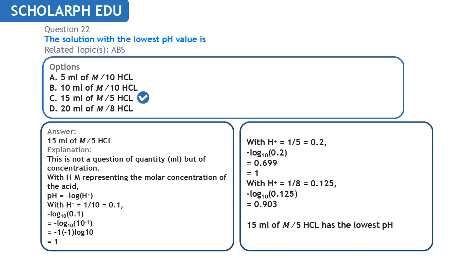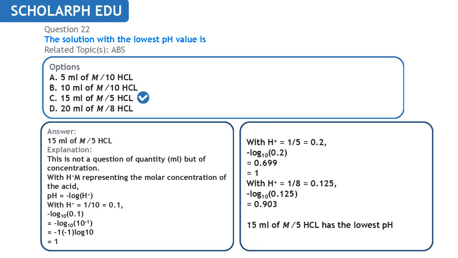Now we are going to look at the pH value, and for the pH value we need the concentration. The pH of an acid is minus log of the concentration of the hydrogen in that acid. Alright, now in this first one, the concentration is 1 over 10, that will be 0.1.